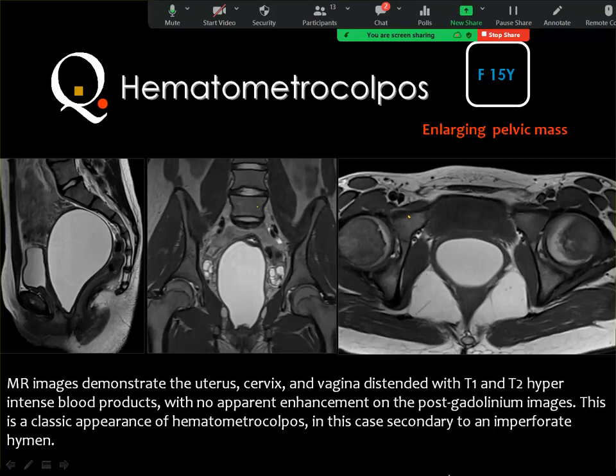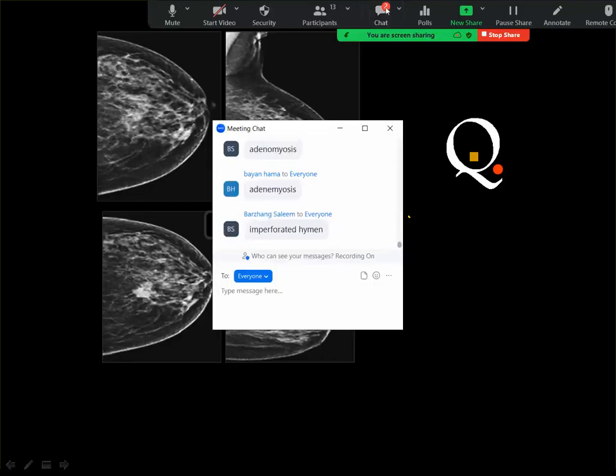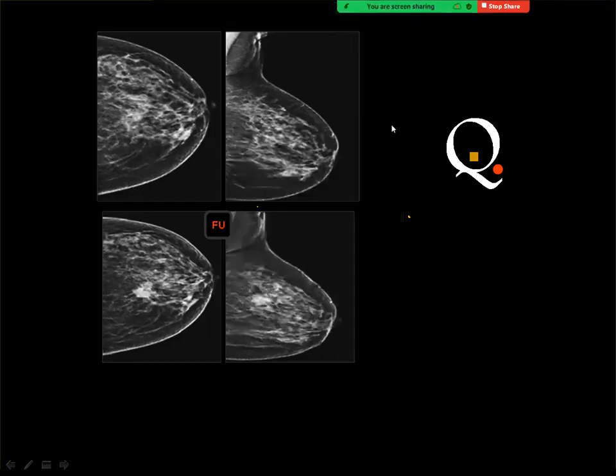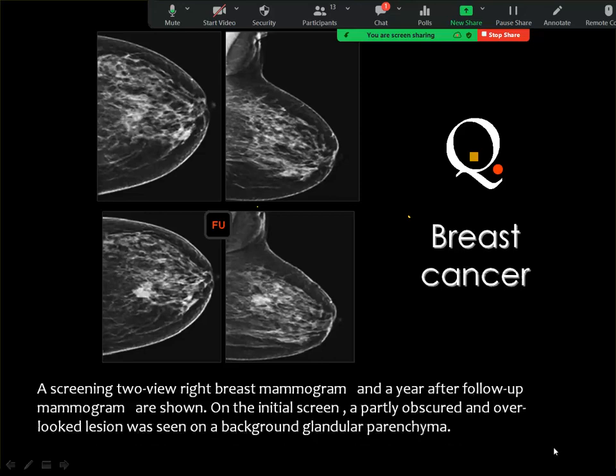you say hematometrocolpus. Next case is a mammogram. This is the initial mammogram, and this is a follow-up study. Yes, this is breast cancer. Of course, it was missed in this study because of the dense architecture of the breast. But in the follow-up study, it appeared very well identified. This is breast cancer.